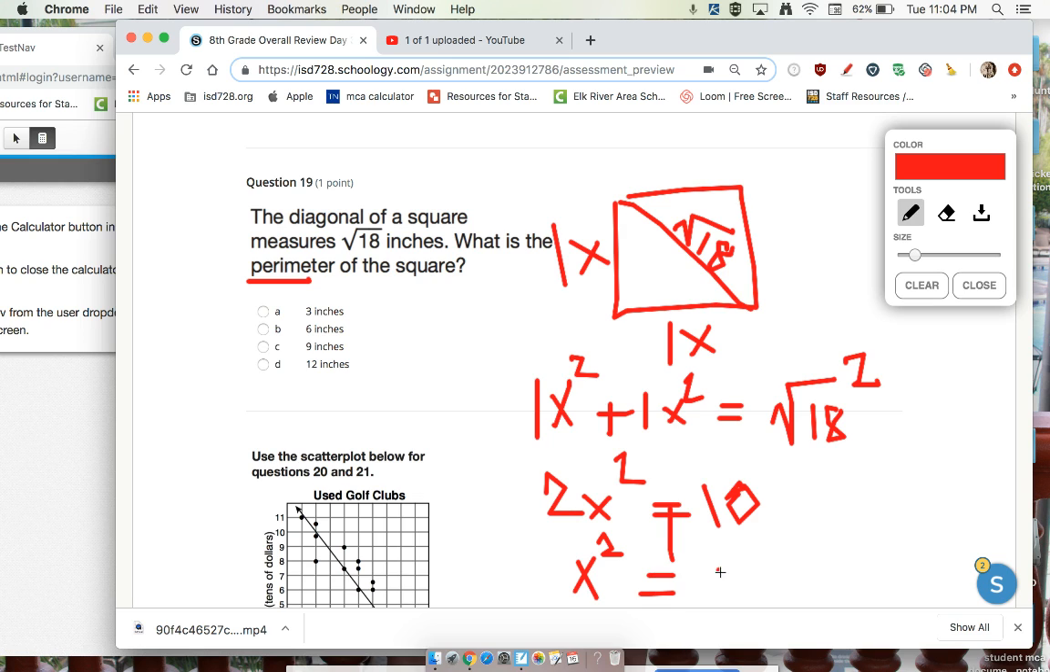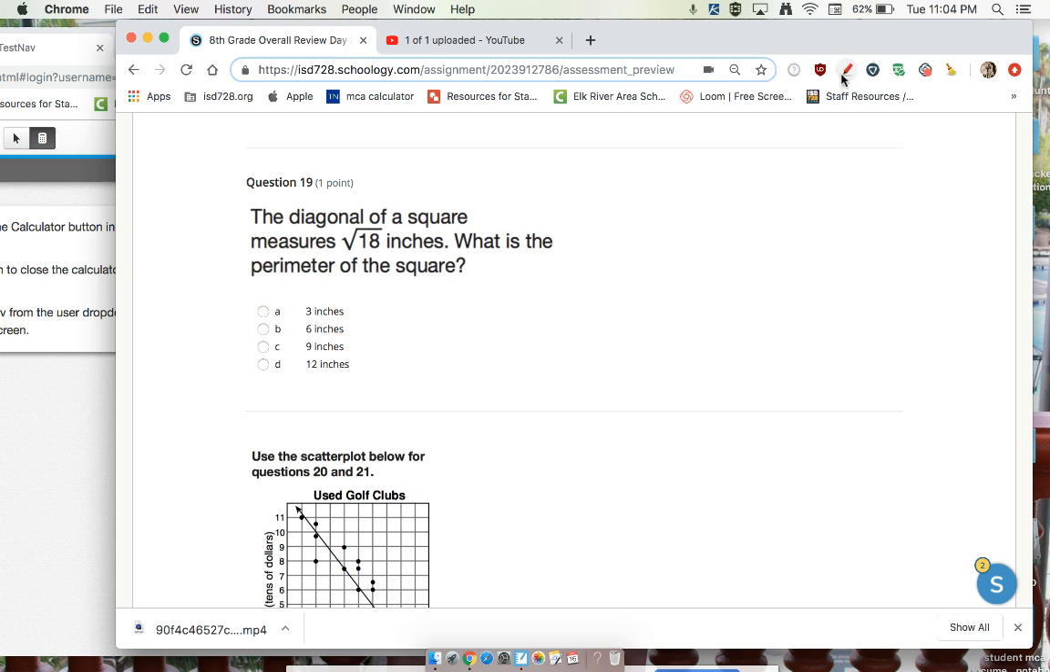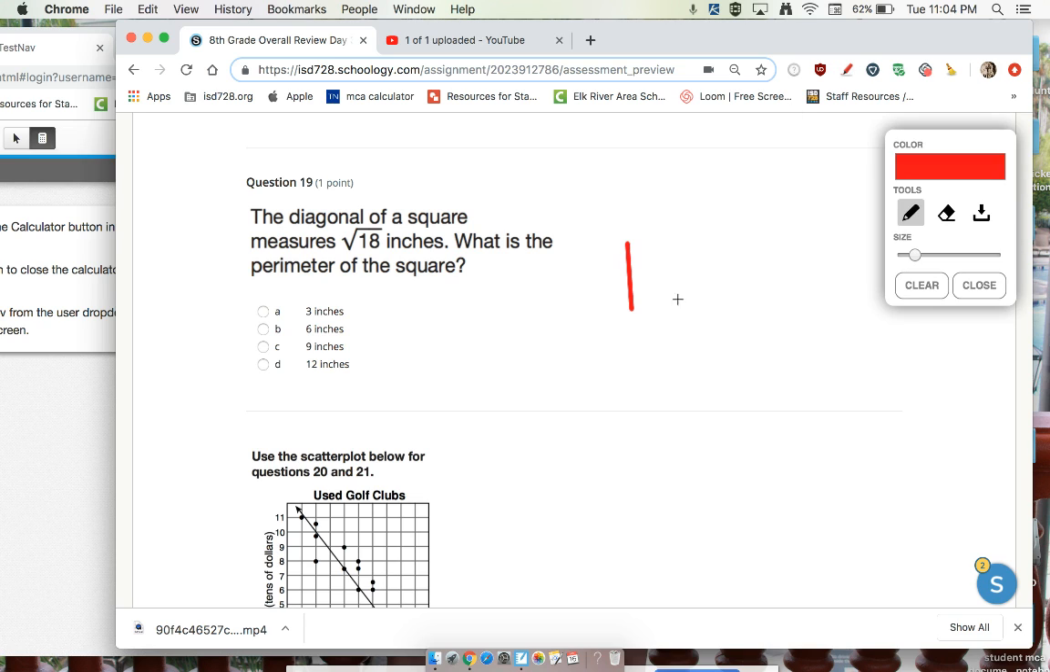And then take the square root. So x is 3, which means each side length is 3. Since each side length is 3, I want the perimeter, which means to add around. So it's going to be 3 and 3 and 3, and you add around. 3, 6, 9, 12. So my perimeter is 12.